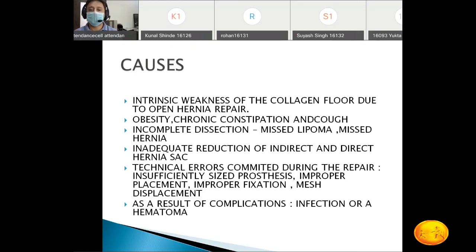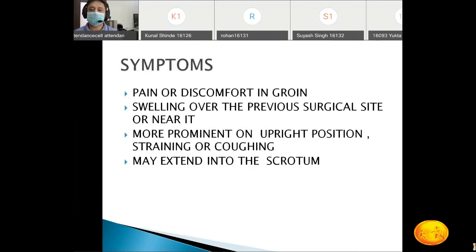As a result of complication, infection, or a hematoma. The symptoms are pain or discomfort in the groin, swelling over the previous surgical site or near it, more prominent on upright position, straining or coughing, may extend into the scrotum.